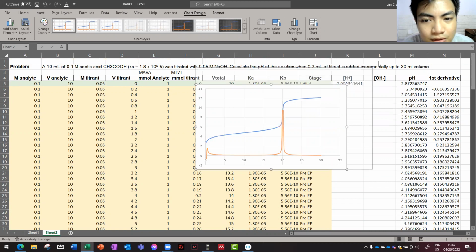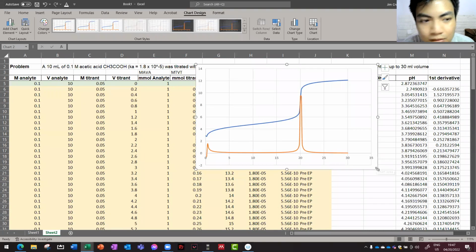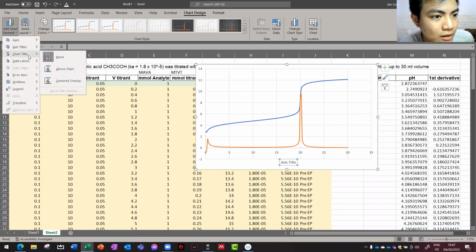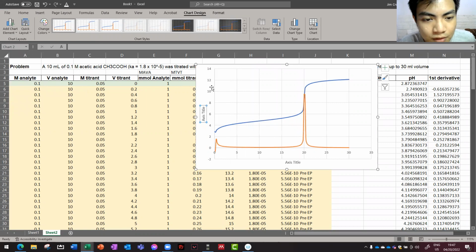So this is a weak acid, strong base titration. Okay. And you can add other chart entries. So you just add titles if you want. If you want to adjust the vertical axis, that's fine as well, as long as you do it correctly. And then that's it.